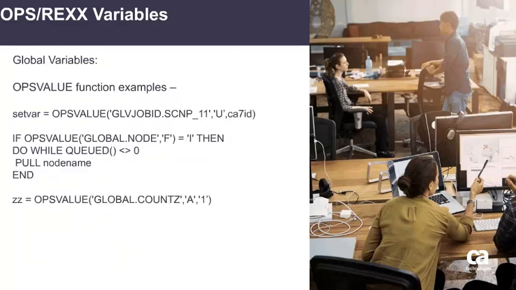The first example shows how to update a variable. This shows the U function, update. The second shows how to check for the existence of a variable. It shows the F function. And the third shows how to use a global variable as a counter. You can see this with the global count Z.